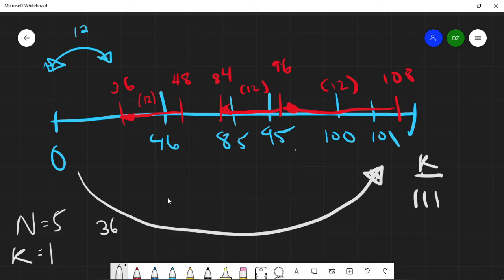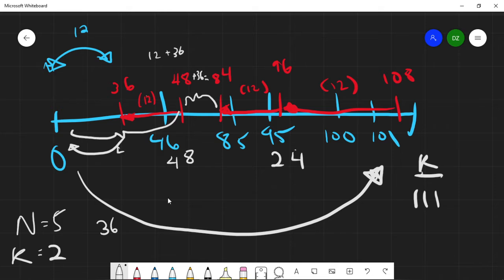Now, let's raise the question, what about k equals 2? Well, I can still wait 24 years, but then I have the choice to either time travel here and wait a total of 12 plus 36. 36 is here. This little gap right here is 36. I can wait 48 more years, or I could wait and skip this, also 48 more years. So technically, both of these are optimal. So in total, that would be 72 years.